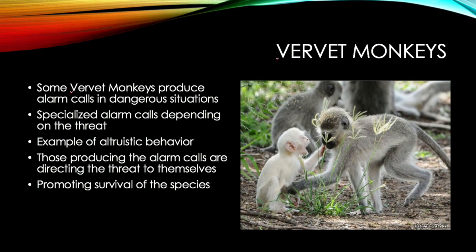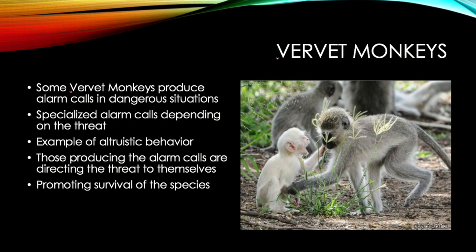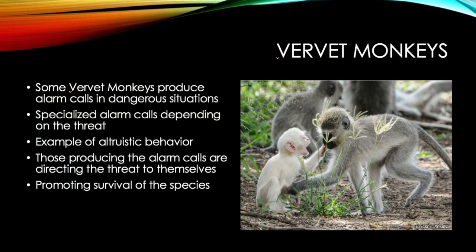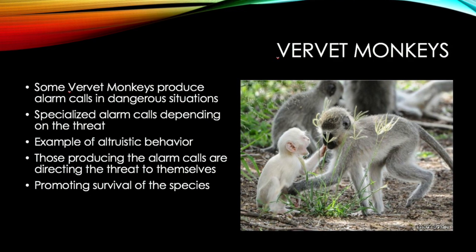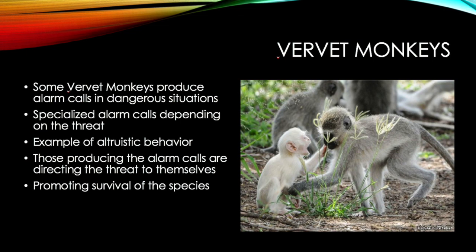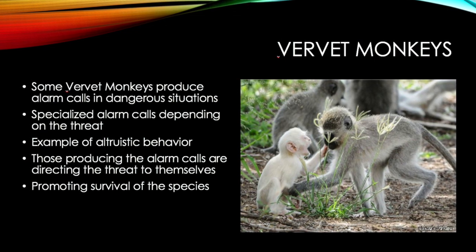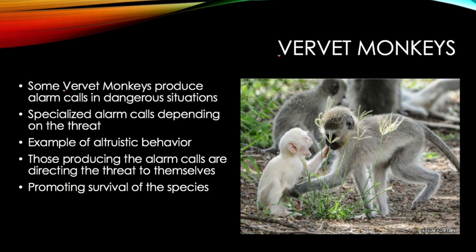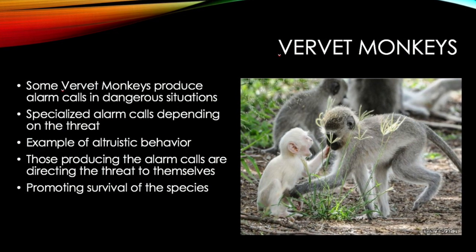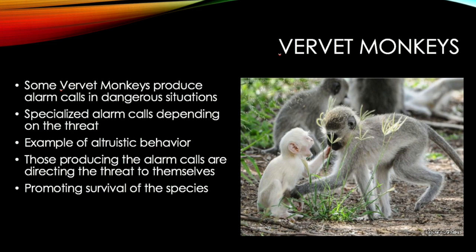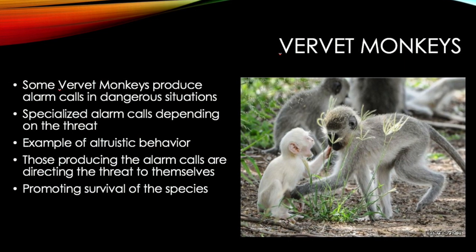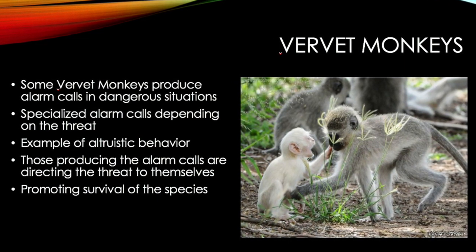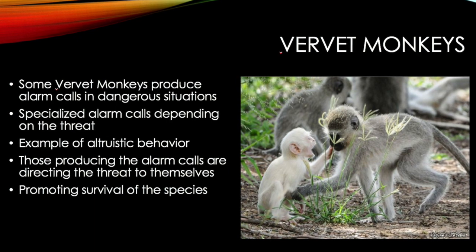Altruistic behavior is seen with the vervet monkeys, as some animals within the species produce alarm calls in dangerous situations to warn other monkeys. They have specialized alarm calls for different threats in order to allow the monkeys to know how to respond in that situation. For example, when an eagle is approaching, the vervet monkey's unique alarm calls allow the other monkeys to quickly climb highly branched trees where eagles won't enter in fear of damaging their wings.